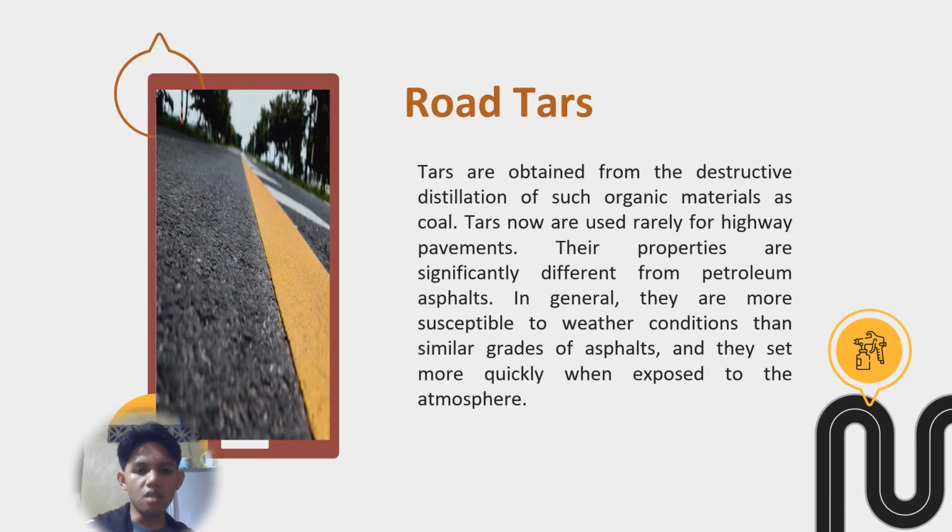Now, next is road tars. Tars are obtained from the destructive distillation of such organic materials as coal. Tars are now used rarely for highway pavements. Their properties are significantly different from petroleum asphalts. In general, they are more susceptible to weather conditions than similar grades of asphalts, and they set more quickly when exposed to the atmosphere.